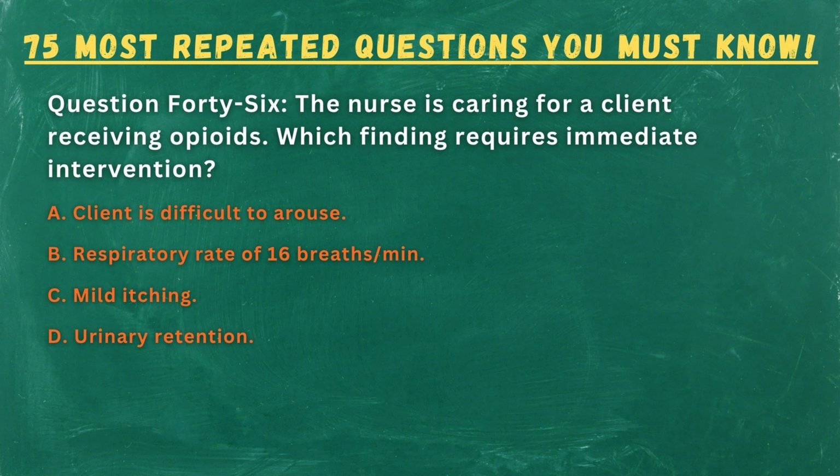Question 46. The nurse is caring for a client receiving opioids. Which finding requires immediate intervention? A. Client is difficult to arouse. B. Respiratory rate of 16 breaths/min. C. Mild itching. D. Urinary retention. Answer. A. Client is difficult to arouse.